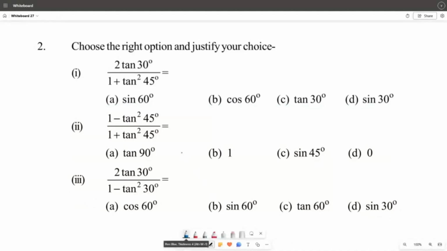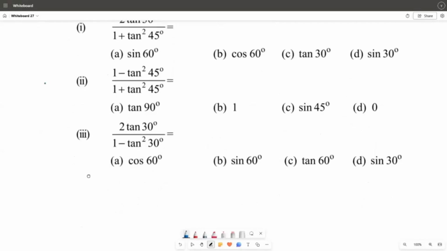So first one we have 2 tan 30 by 1 plus tan² 45. Before starting the question, I would like to tell that to do these type of questions, we need to remember the values of sine, cos, tan, cot, secant and cosecant for angles 0, 30, 45, 60 and 90. So if you remember these standard values, the questions like this will be way easier. So let's see the first one, 2 tan 30 by 1 plus tan² 45. Let's do the first one.